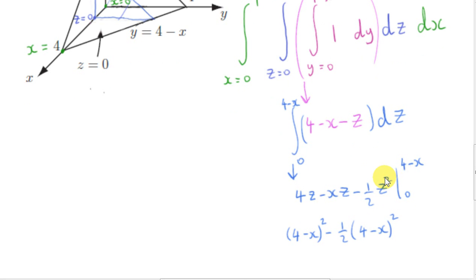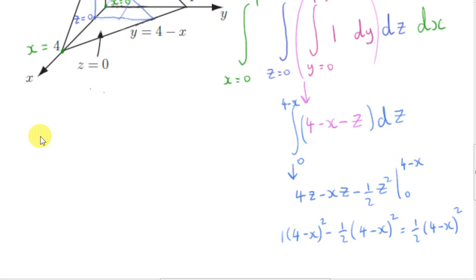Now we plug 4 minus x in for z, and see here we have 4 minus x multiplied by z if I factorize out the z. So that's 4 minus x by 4 minus x, or 4 minus x squared. Now we have minus a half times 4 minus x squared. So we've 1 times 4 minus x squared minus a half times 4 minus x squared. That's just a half of 4 minus x squared.